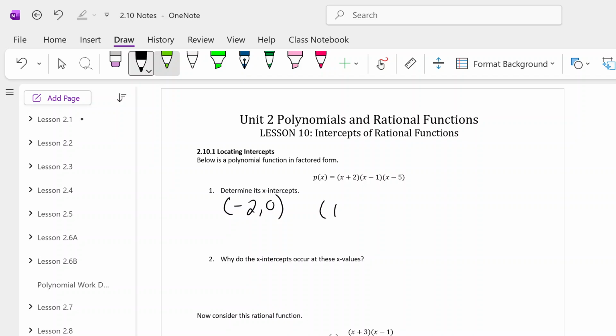So for the first factor, we have an x-intercept at negative 2, comma 0. For the second, we have positive 1, comma 0. And for the last one, we have positive 5.